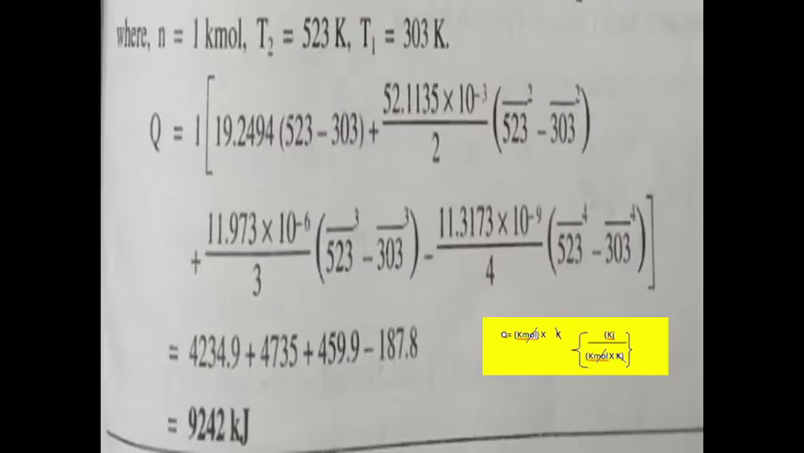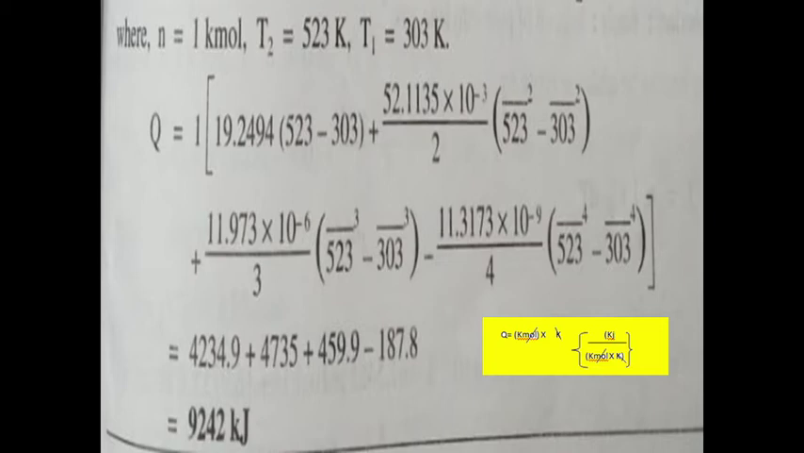In that expression we have N equal to 1 kilomole, T2 equal to 523 Kelvin, and T1 equal to 303 Kelvin. Students, always keep in mind that the lower value is T1 and the higher value is T2. Now substitute all these known values into the previous expression.